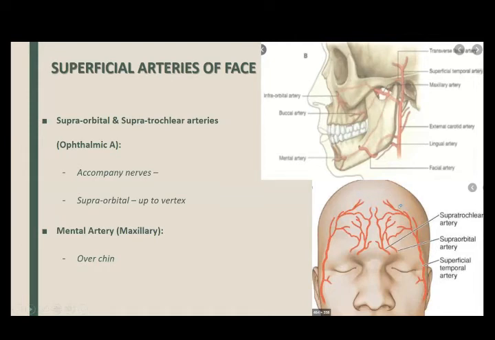It supplies. And then comes the supraorbital, the laterally placed artery. It goes as far as the vertex. Vertex you all know, is the highest point on the skull over here. So supraorbital goes as far as this, up to the vertex. And then comes the mental artery. I'm sorry, once again. This is the mental artery.